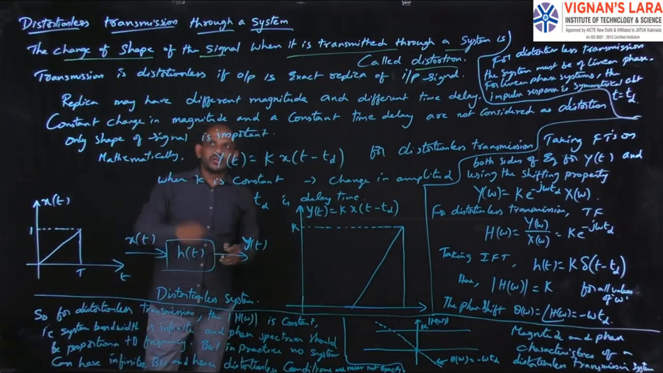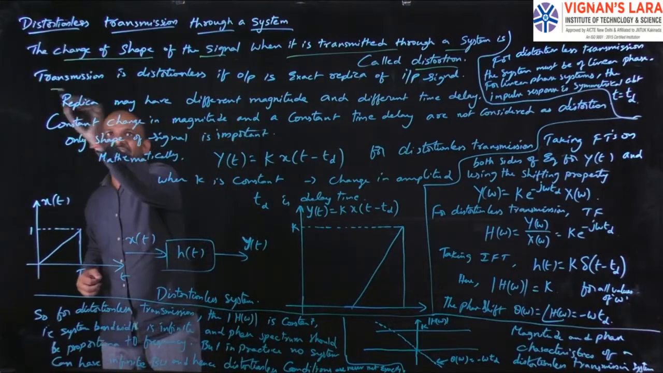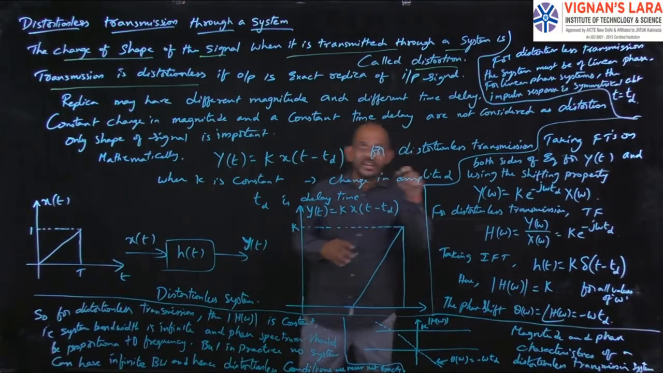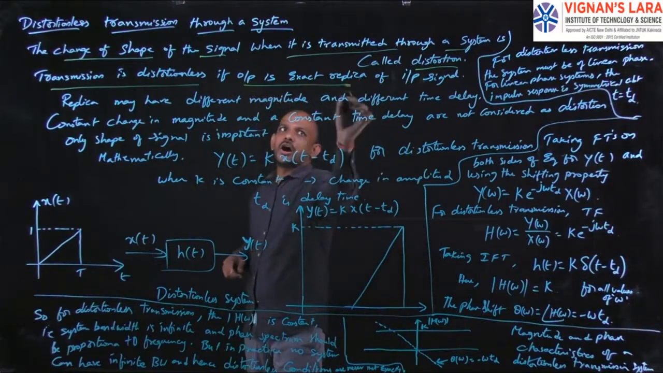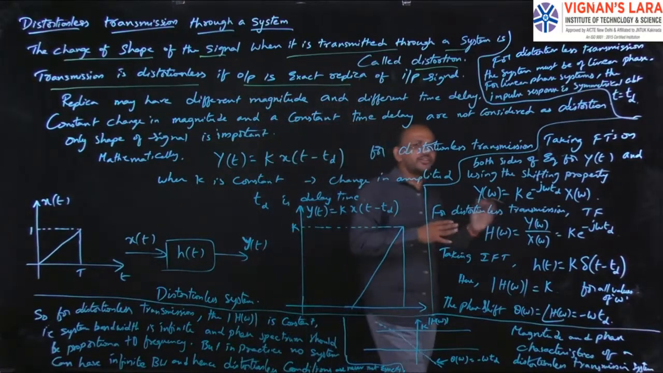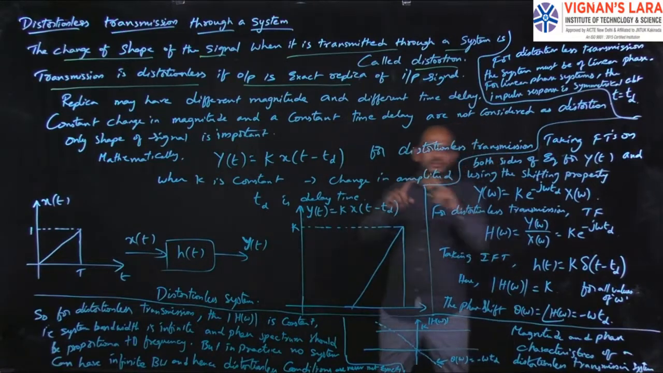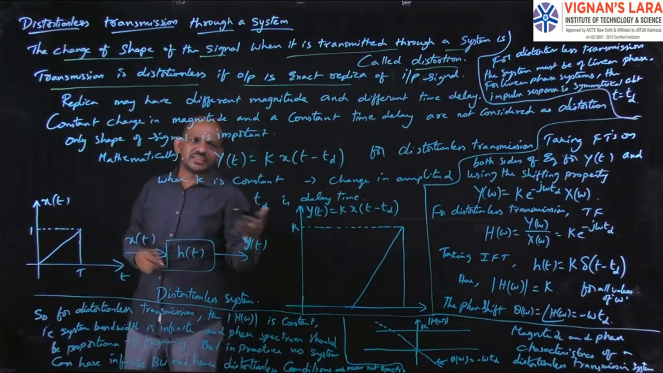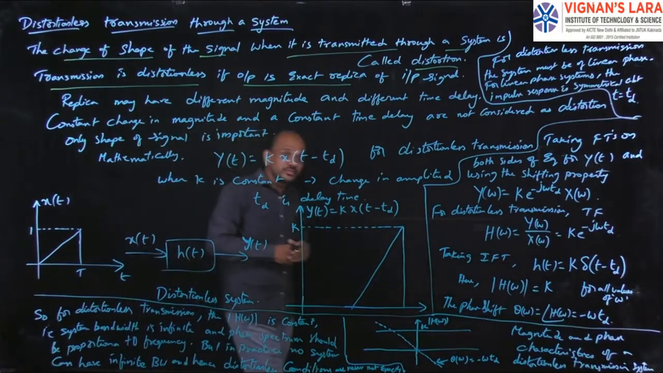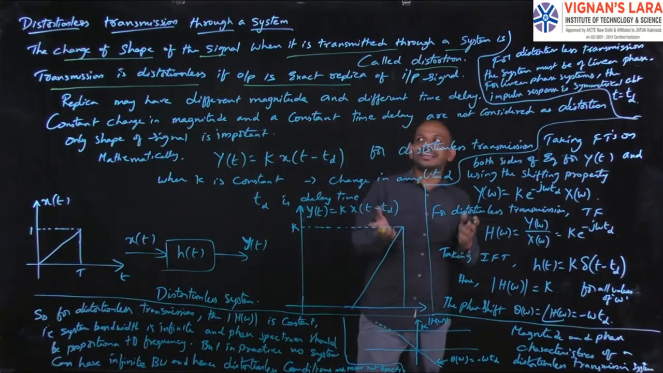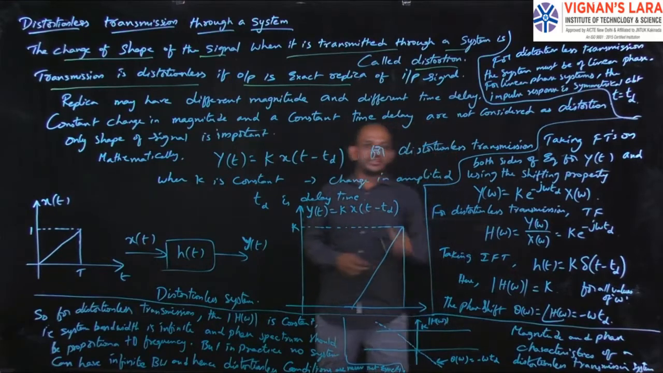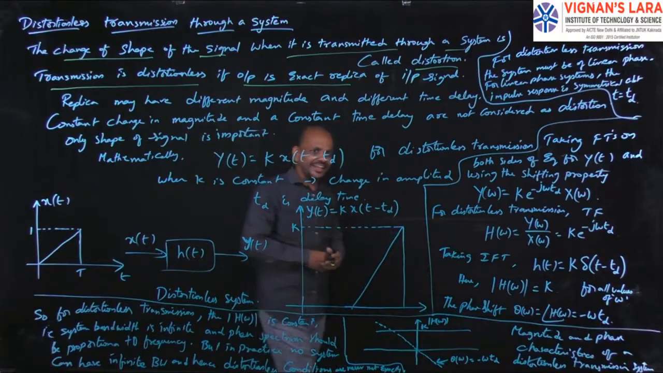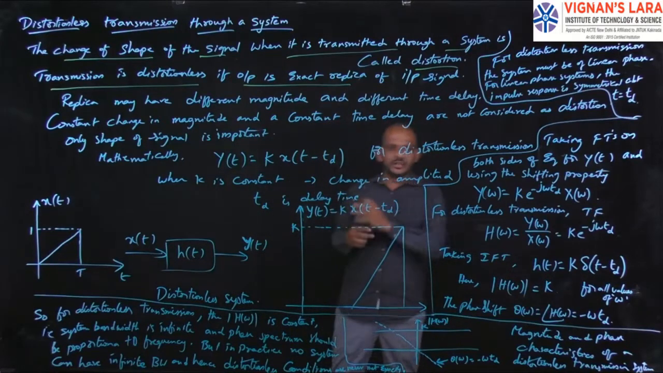Now, the transmission is distortionless if the output is an exact replica of the input signal. So if the output of the system is an exact replica of the input signal, then we can say there is no distortion. That is distortionless transmission. So in distortionless transmission, the output is an exact replica of the input signal.